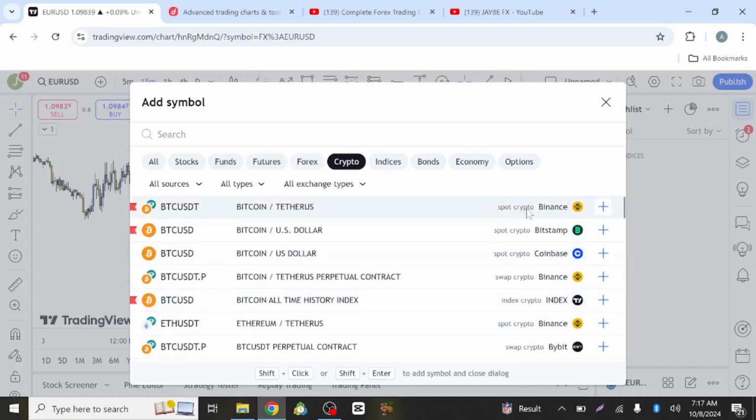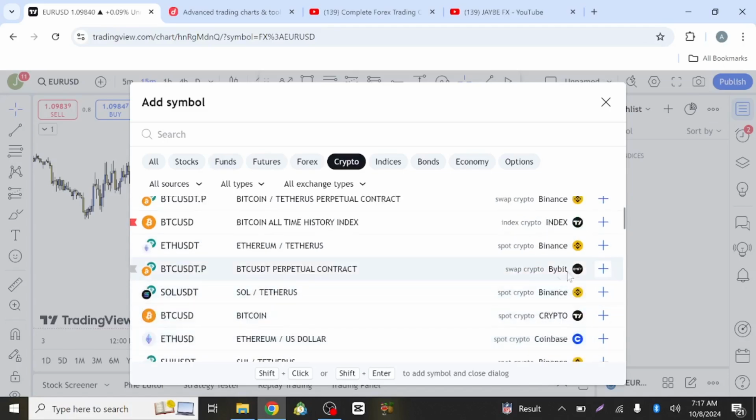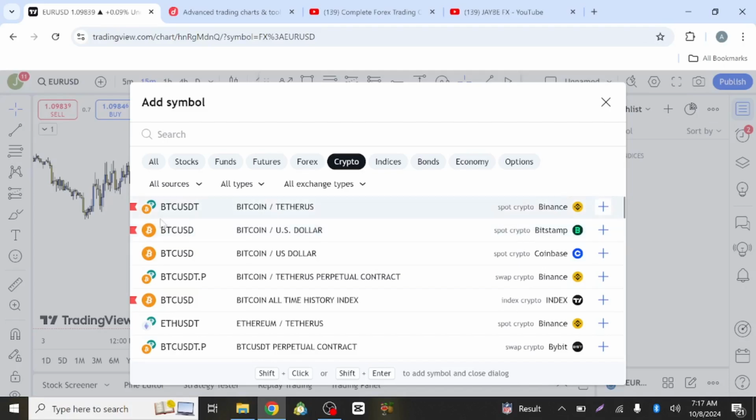You'll be familiar. You will see Binance, Bitstamp, Coinbase, Index, Bybit, crypto. This means that sometimes you see BTC USD, BTC USD, BTC USD, BTC USD. Now all these currencies, different markets you are seeing here. Binance is a market. Bybit is a market.